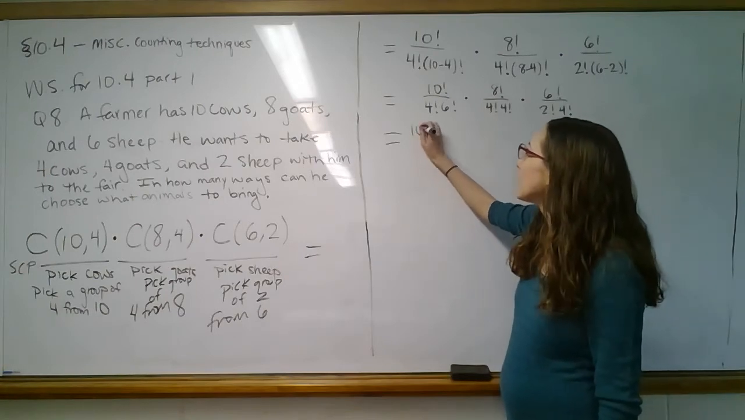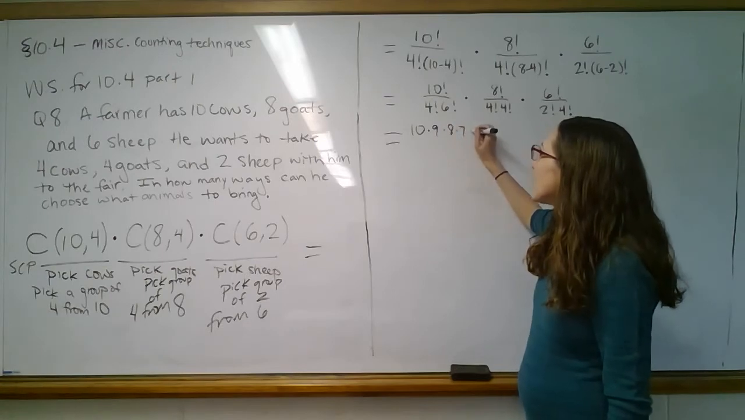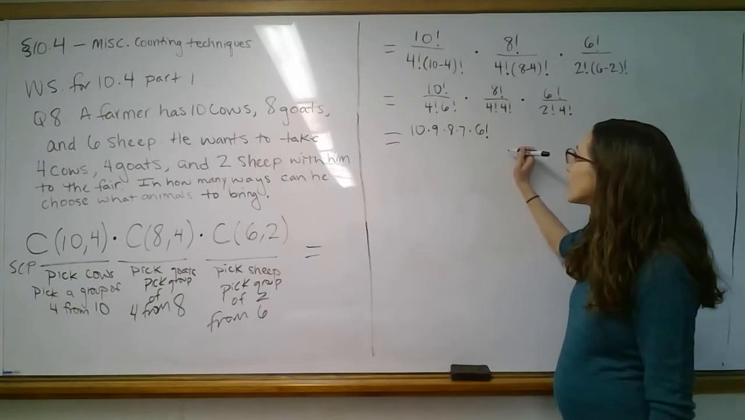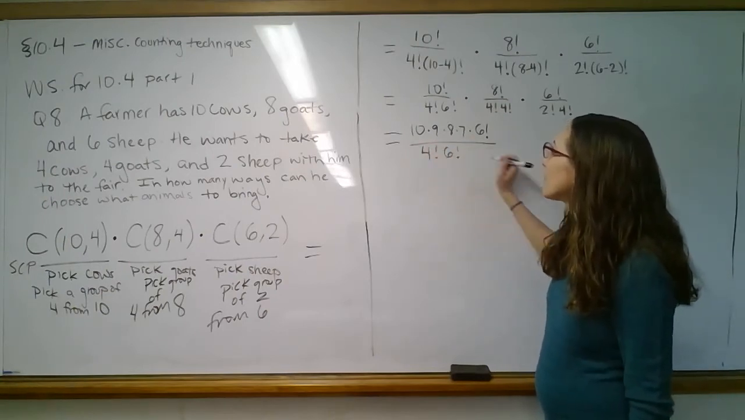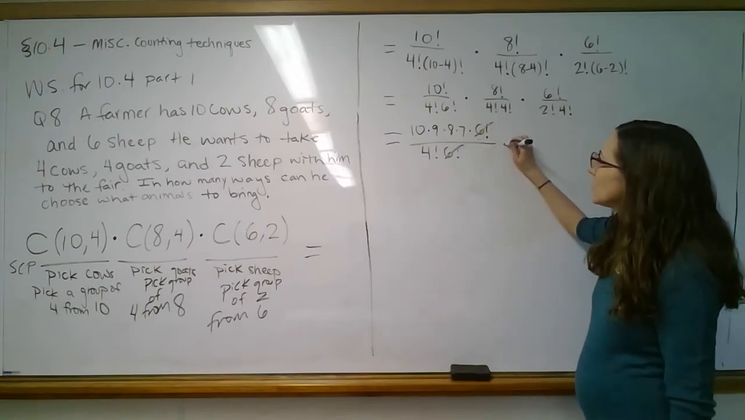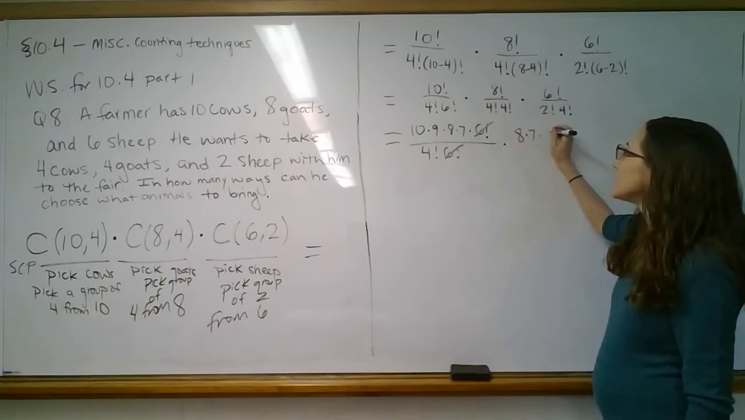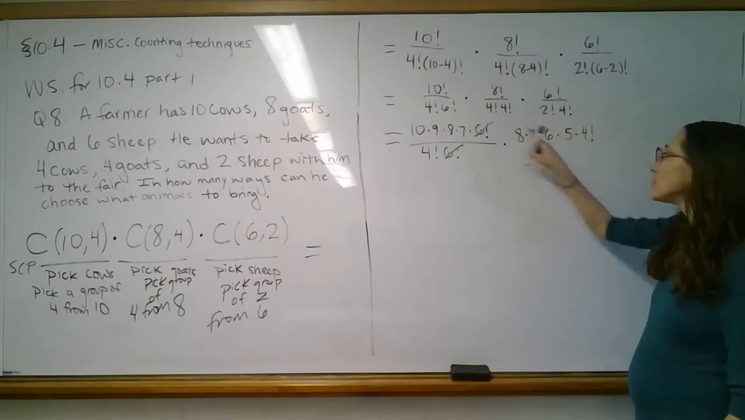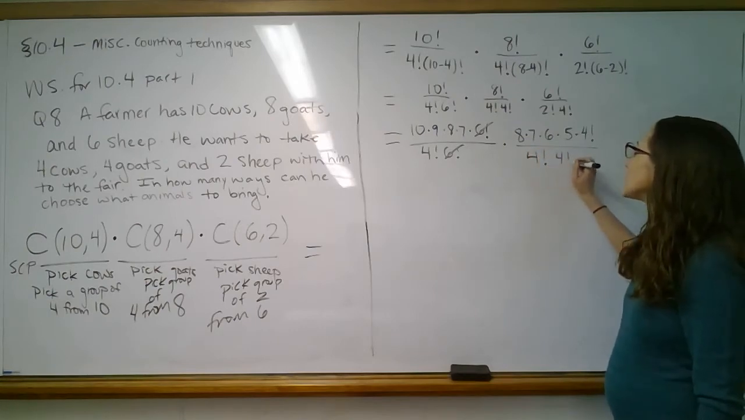So start to write out 10 factorial, so 10 times 9 times 8 times 7 times, when we get to 6, we'll just stop at 6 factorial, and then we'll be over 4 factorial, 6 factorial, and we'll cancel those 6 factorials. Doing the same idea with the 8, we would have 8 times 7 times 6 times 5 times 4 factorial. Notice they're both 4 factorial, so they're the same size.